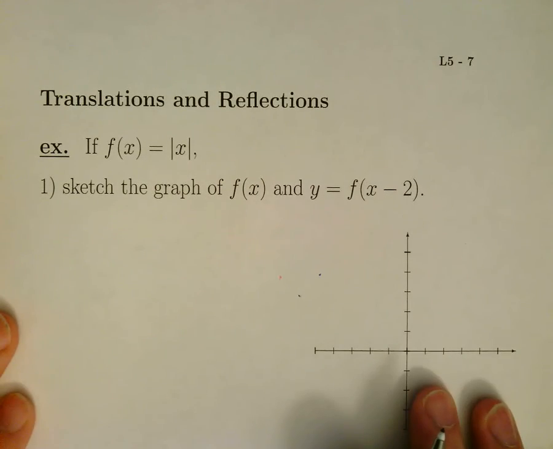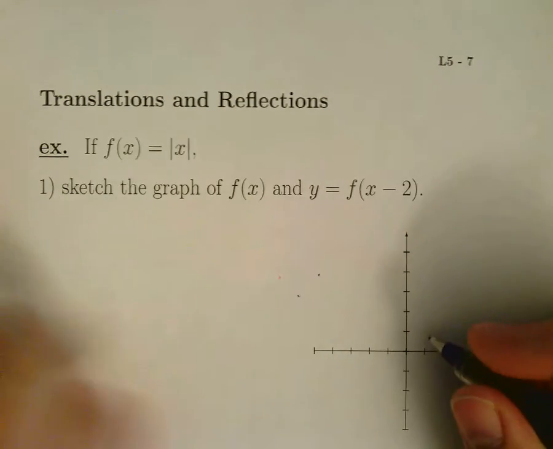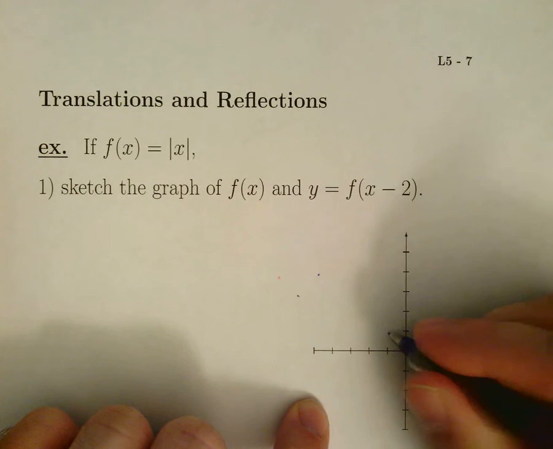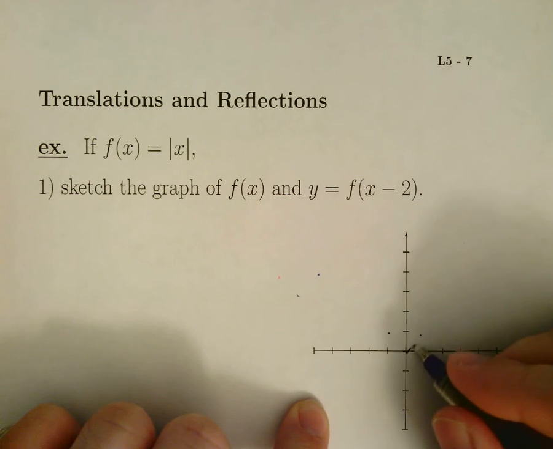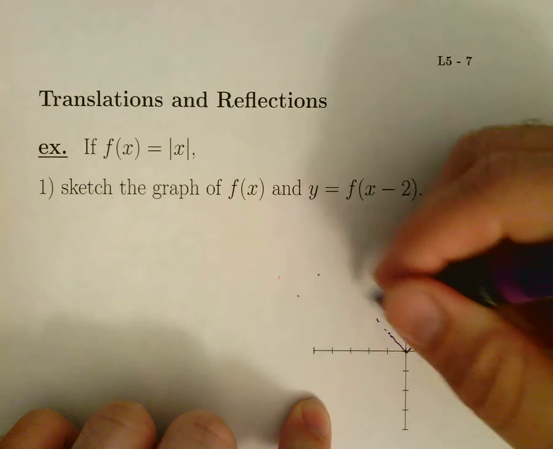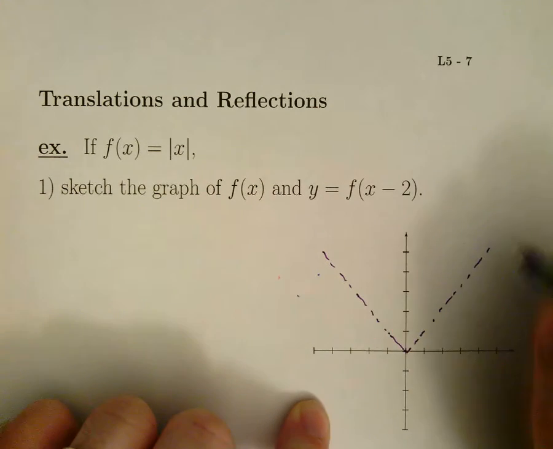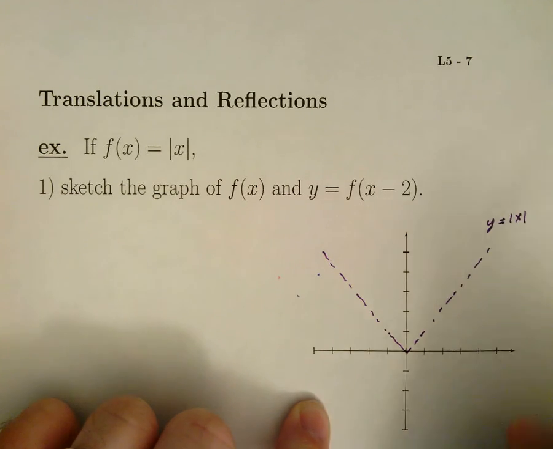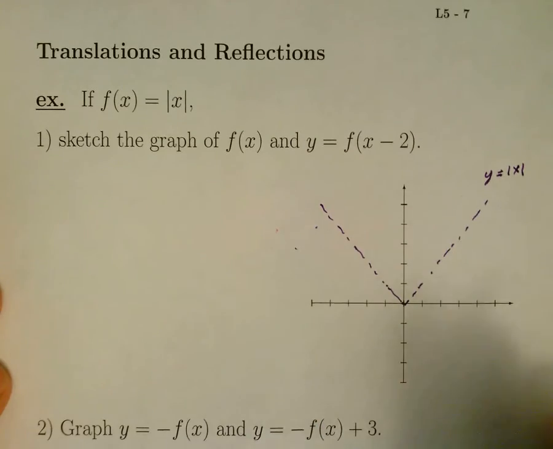First of all, let me just make a note. I'll just do this in purple so we can see it. This is where I start, just real lightly. I'm just going to put these as a dashed line so we can see it in purple. So I have y is equal to the absolute value of x. And the question is, what happens as we put in x minus 2?